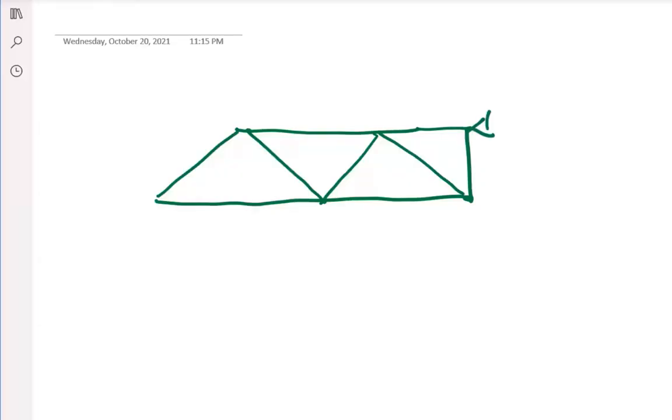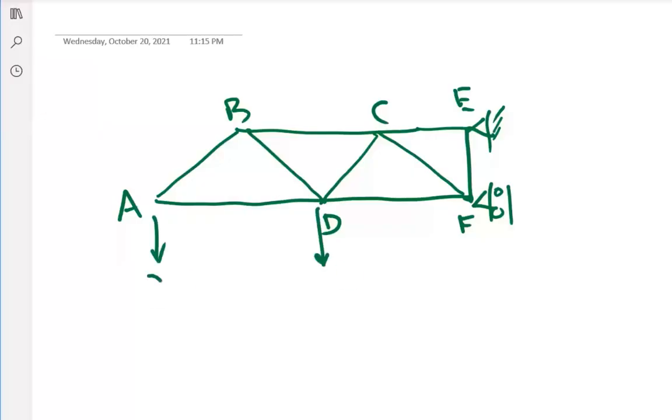Trouble figuring out when it's compression and tension. Like, what's the difference? Okay, so we're talking about trusses, right? Yeah. Let's say you have a truss like this. You have some loads, whatever, 3 newtons, 5 newtons.